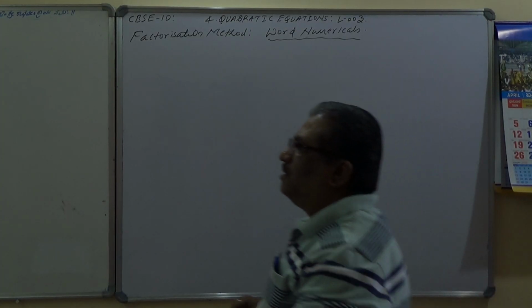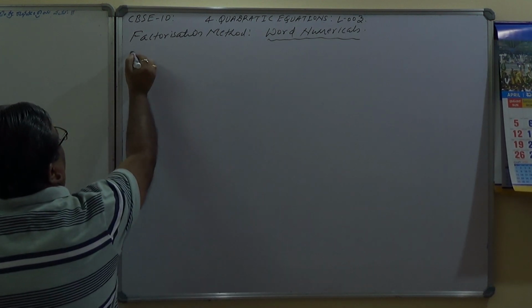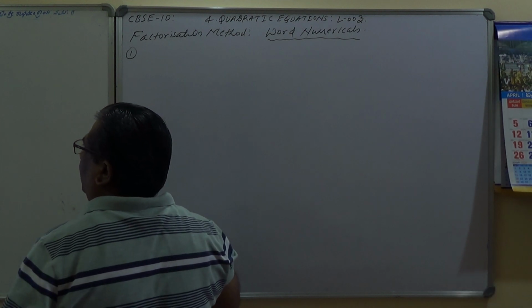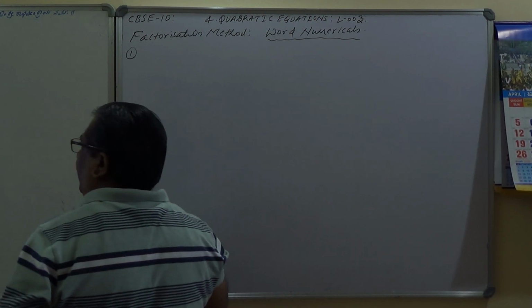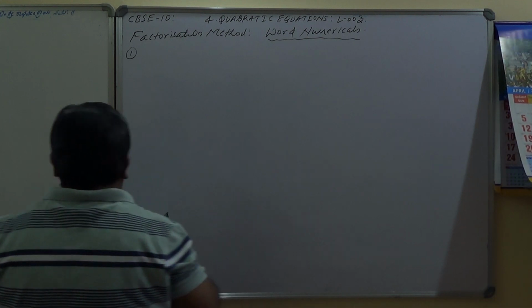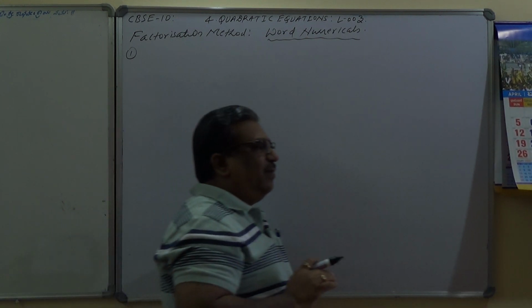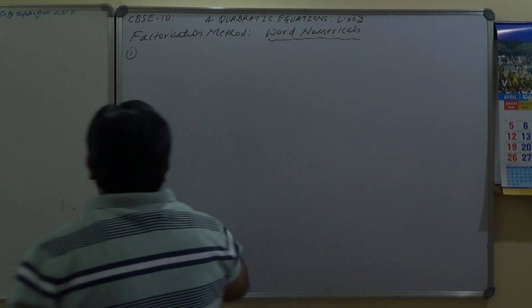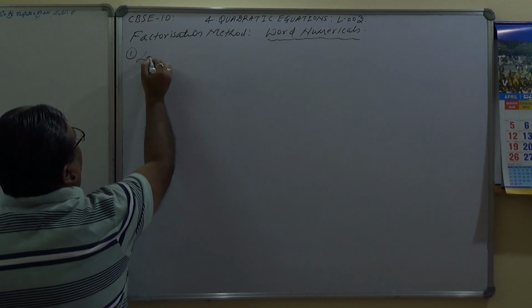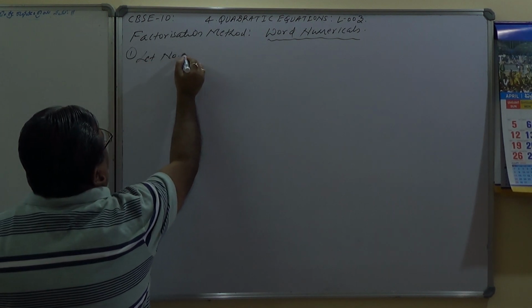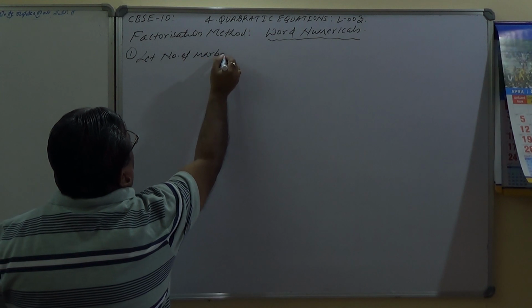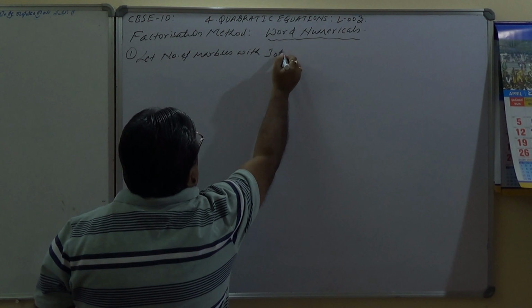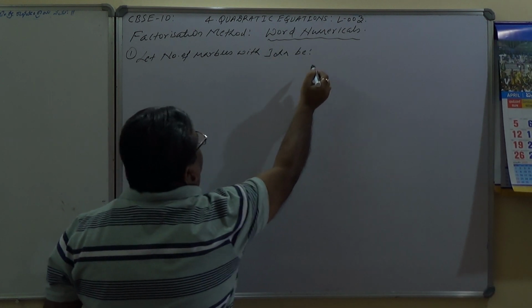The first question is: John and Jeevanti together have 45 marbles. What we have to find is how many marbles they had to start with. That is the question. So let us see. Let the number of marbles with John be X.